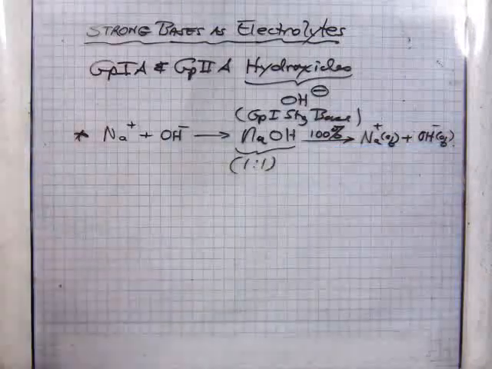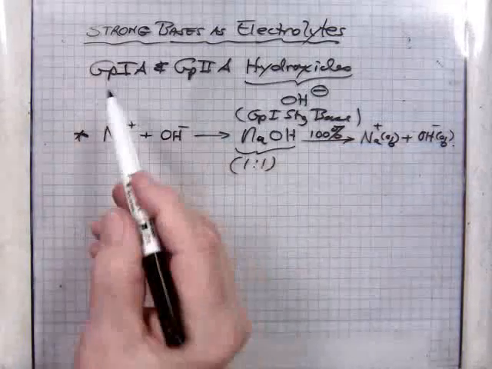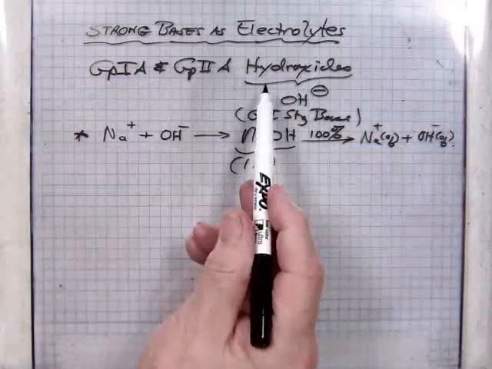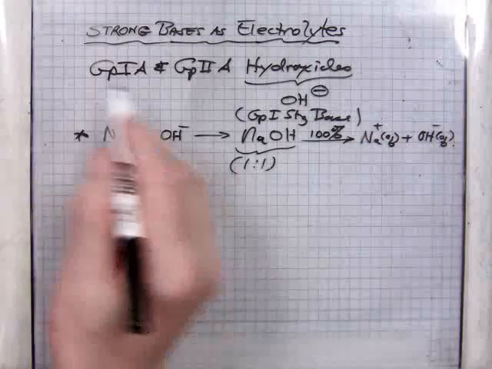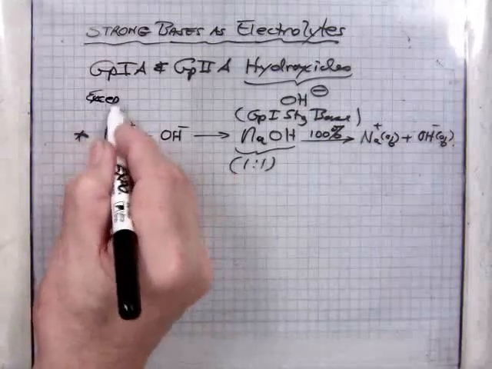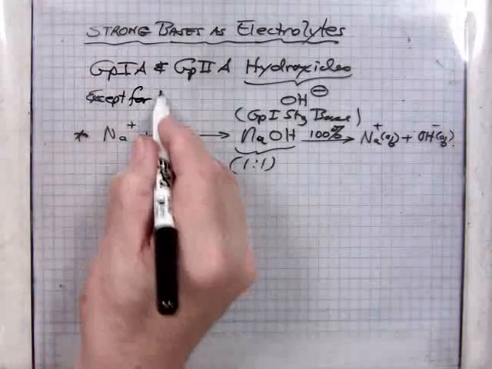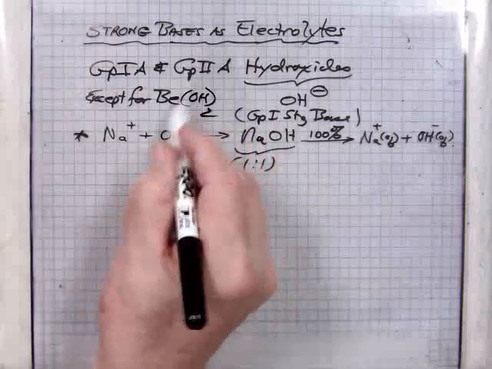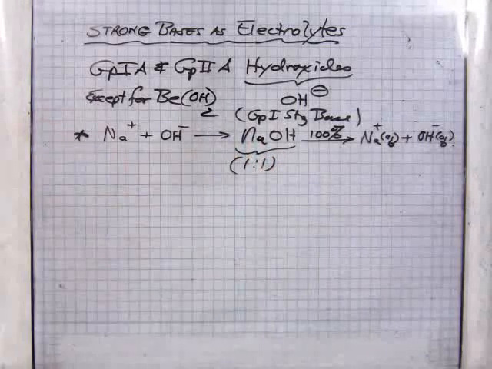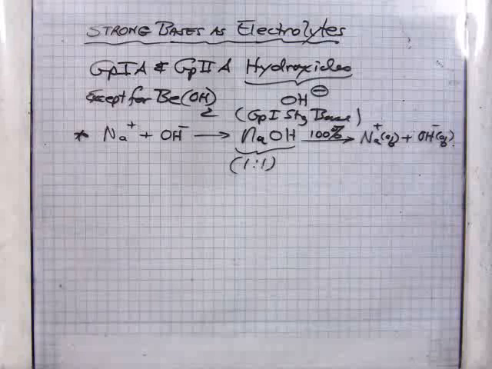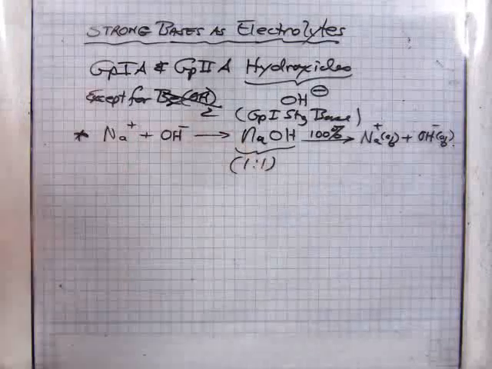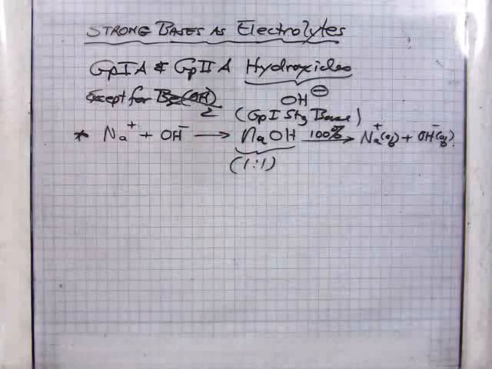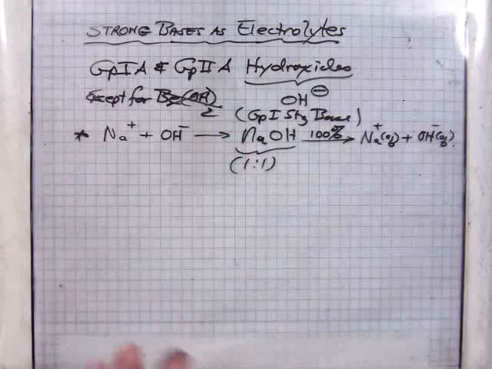Oh, I forgot to make one other note. Group 1A and group 2A hydroxides are your strong bases except for beryllium hydroxide. This is not a strong base. So you don't include that in the consideration of what's happening to that compound. It shows up in other cases we'll show you later, but this one is not in this collection of strong bases. In other words, it doesn't ionize 100%.